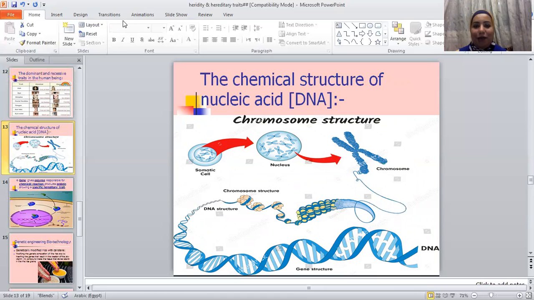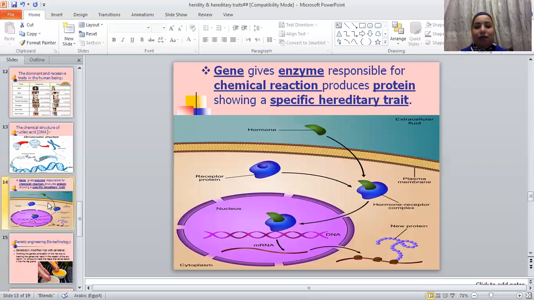Let's see how the gene can transfer the hereditary traits from one generation to another. The genes give a specific enzyme. This enzyme is responsible for making chemical reactions, like enzymes in your stomach or in your intestine and so on: salivary glands, gastric juice, bile juice. These enzymes make certain chemical reactions to produce protein.